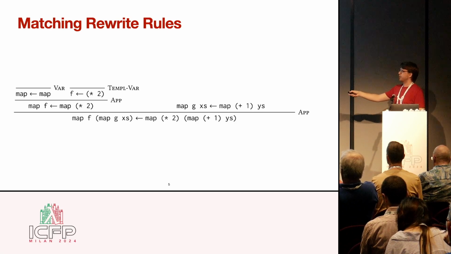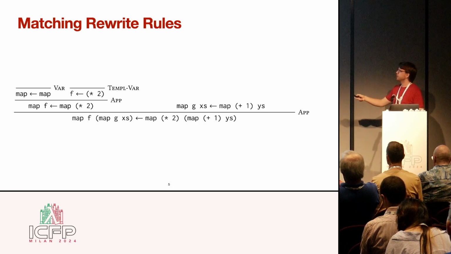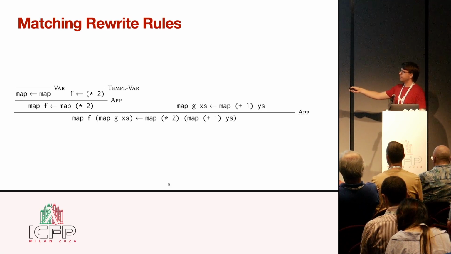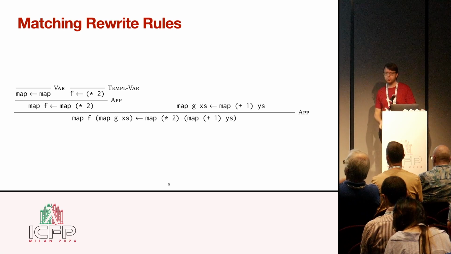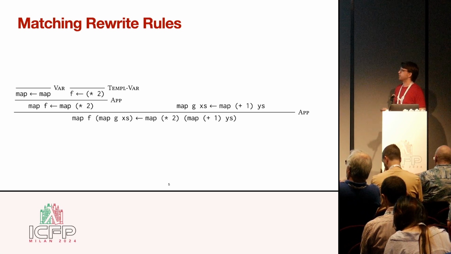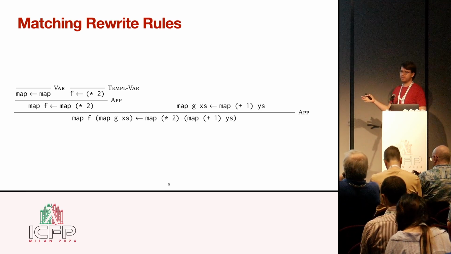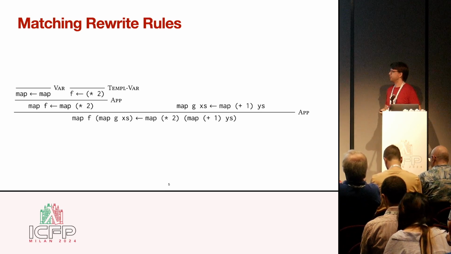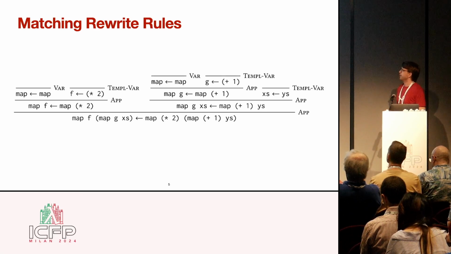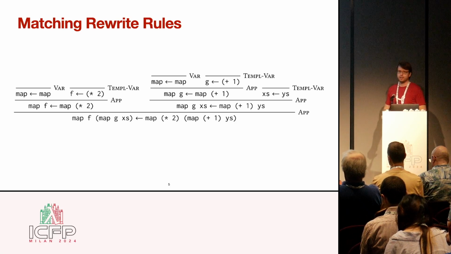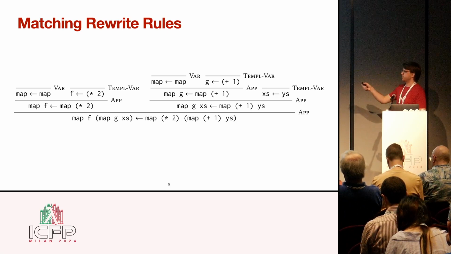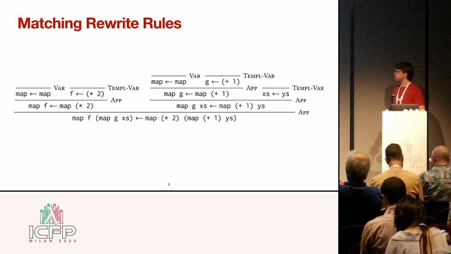And then we just have map matching with map, which is a simple variable rule, and the template variable f matching with times 2, which I've called the template variable rule, which basically says that template variables are allowed to match with anything. We can continue this derivation on the right-hand side and see that we can, in fact, complete the whole derivation. And so this template matches this expression.